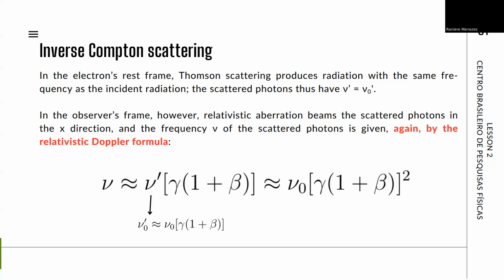However, in my frame, I'm looking at the electron. This scattering cannot be isotropic because the electron is moving relativistically in the x direction. So the scattering in my frame will again be beamed. So we have beamed twice the original photons. Once for entering the electron's frame, and again when it's leaving the electron's frame. Okay. No?